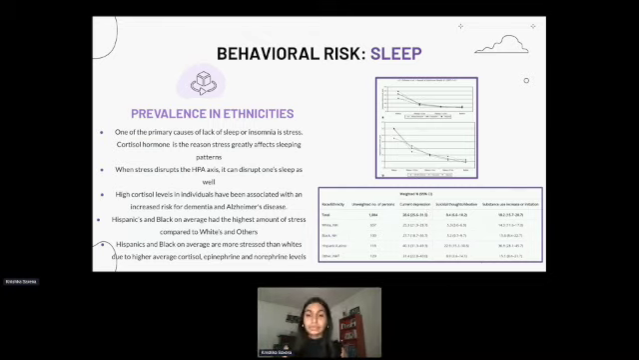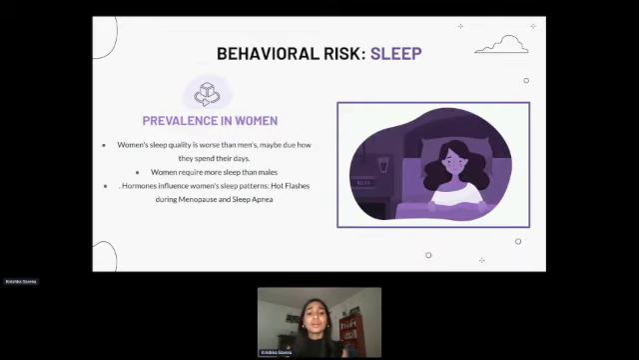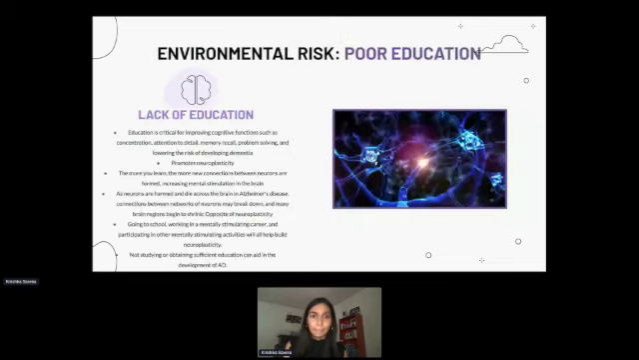So this can explain why Hispanics and Black on average have more cases of Alzheimer's. And then women's sleep quality is usually worse than men. Many research had proven this. And hormones influence women's sleep pattern. For example, women experience hot flashes during menopause and sleep apnea, which can disrupt their sleep and increase the chances of getting Alzheimer's. For environmental risk, I studied poor education.